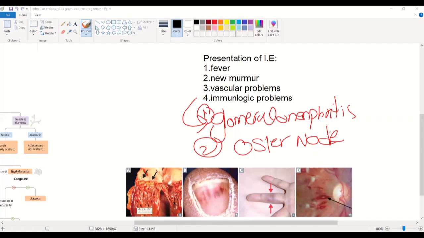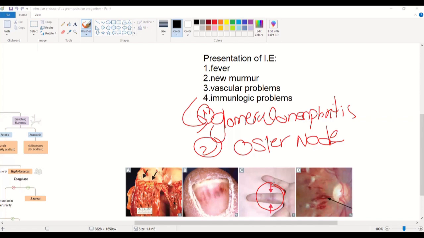So this is an Osler node, right? Sometimes they give you the picture of the Osler node and want to ask which kind of phenomenon it is. It is due to immune complex deposition, an immunological phenomenon. So the mechanism of this Osler node is immunologic, not vascular. Vascular is Janeway lesion, right?